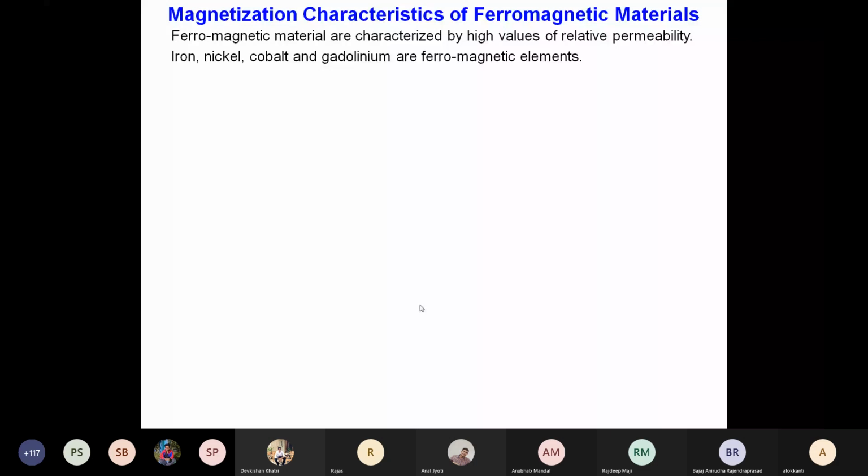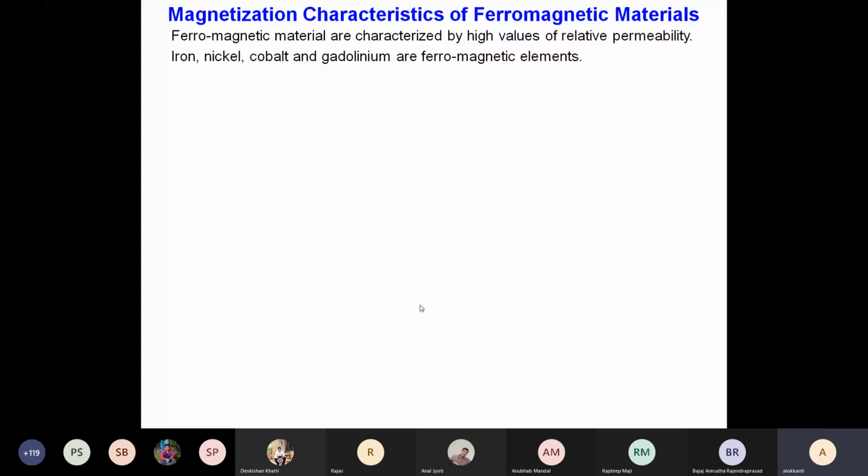electromagnetic applications. And the ferromagnetic materials are characterized by high values of relative permeability, that is mu r is high for a ferromagnetic material. And the ferromagnetic elements basically are iron, nickel, cobalt, gadolinium, and some alloys of iron are used as ferromagnetic material for making electrical equipment like transformers, induction motors, alternators. All these equipment need ferromagnetic material to make the iron core, that is the core part.